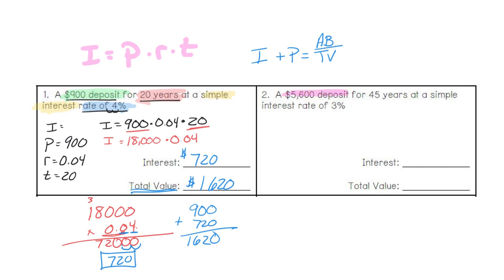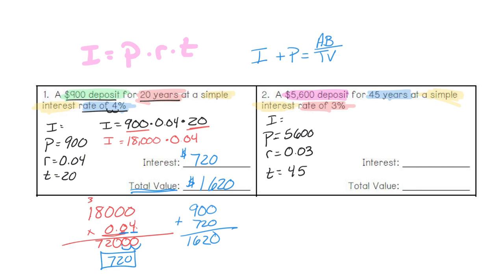Now you're going to do the same thing for problem 2. So 2, I know I have $5,600 deposited. I know it's going to be for 45 years. Simple interest, okay? Pay attention, because once we go into compound interest, you want to pay attention for the keywords that tell you what formula to use. At a rate of 3%. So interest, again, is what I'm looking for. The principal is going to be $5,600. The rate is 3%, which as a decimal is 0.03. And the time in years is 45 years.